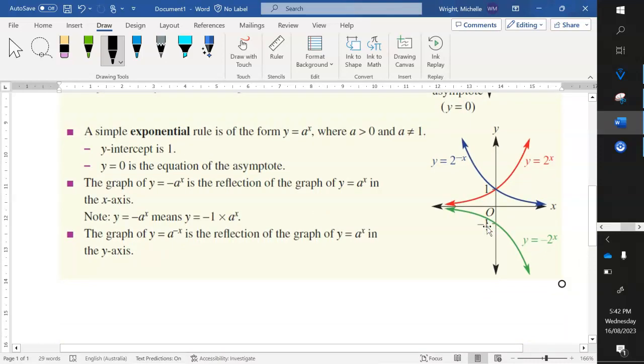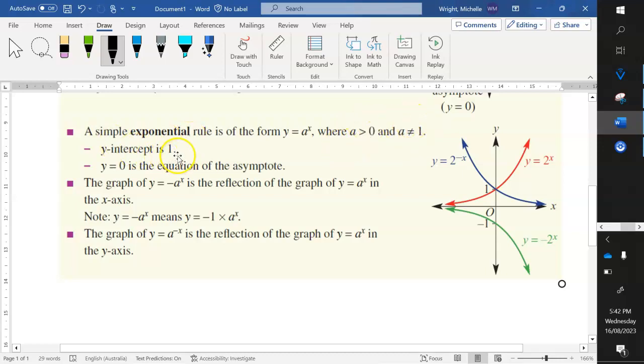Let's go down a little bit further. So a simple exponential rule is of the form y equals a to the x, where that a could take on any other number, but it has to be greater than 0. We don't want it to be a negative number. And we generally don't say it's equal to 1. So there are two things that we don't do.